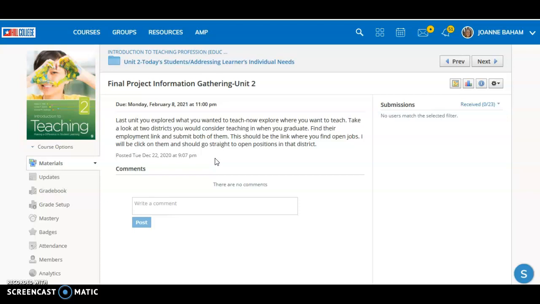If they say there's no jobs currently available, that's not a good district to use, okay? Because I will click them and I will expect to go straight to that page, to those job postings. Because we are going to use those job postings to examine the field and what other knowledge we need, okay?